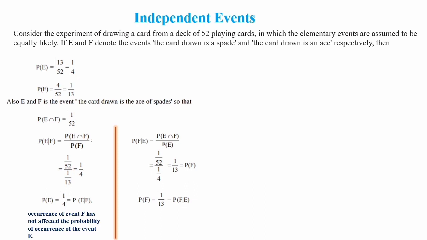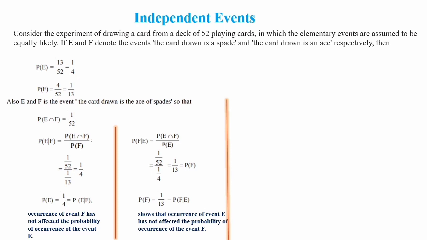Like the previous one, we can come to the conclusion that the occurrence of event E has not affected the probability of occurrence of event F. If we calculate the probability of F directly, we get 1 by 13, and after the occurrence of E, the probability of F is also 1 by 13.